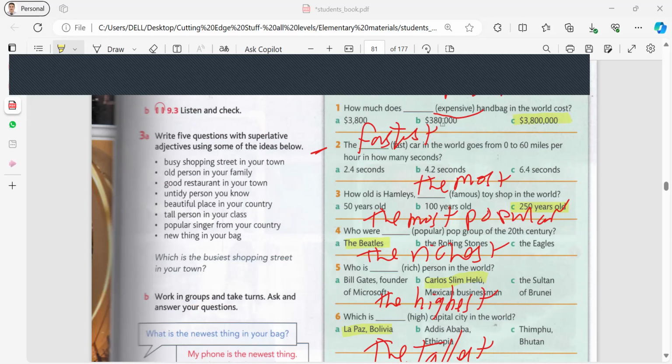So how to use the superlative, Abdulaziz? How to use the superlative structures? So write 5 questions with superlative adjectives using some ideas here. Busy shopping street in your town. How to make the question?